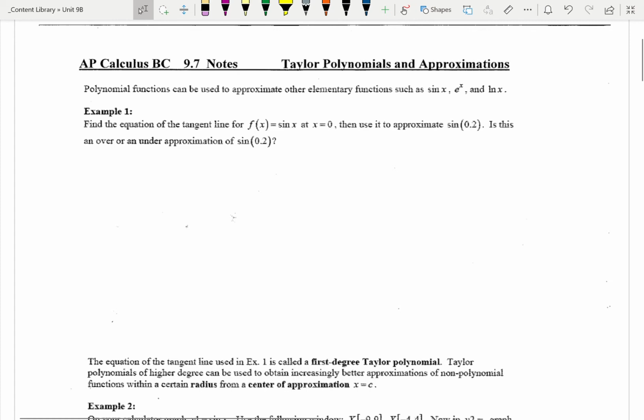So this is it, folks. This is the last chapter, the last unit of BC Calculus. We're almost there, and this is the granddaddy of them all. This is Taylor Polynomials. This is the part that we've been building up to all year long.